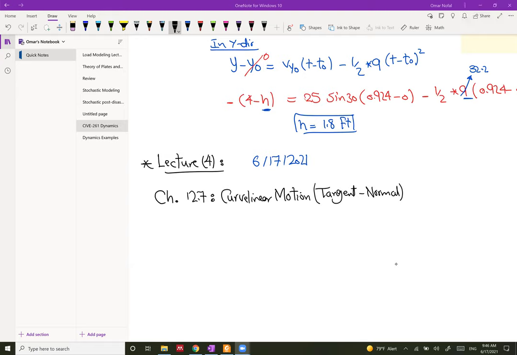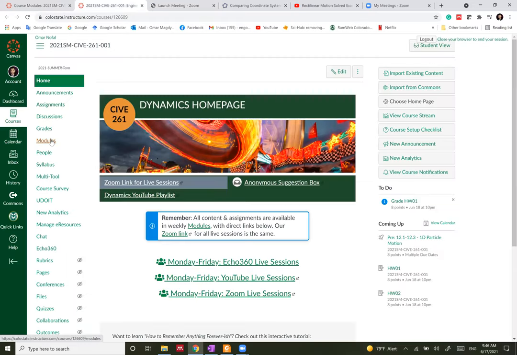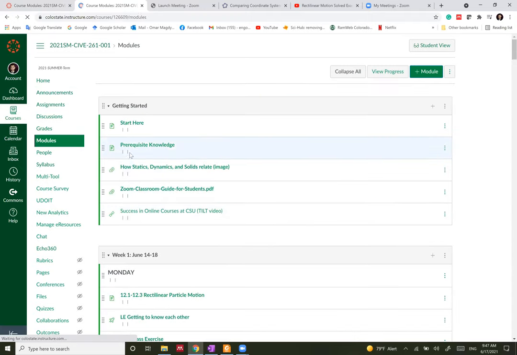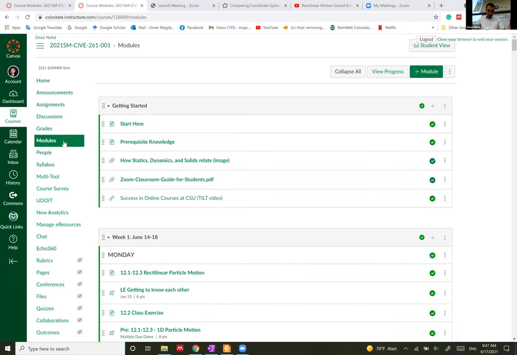I had a question about the learning exercise from, I think, two days ago. It was the third question, the erratic motion one. I was just wondering how to solve for C, because I didn't get the right answer.